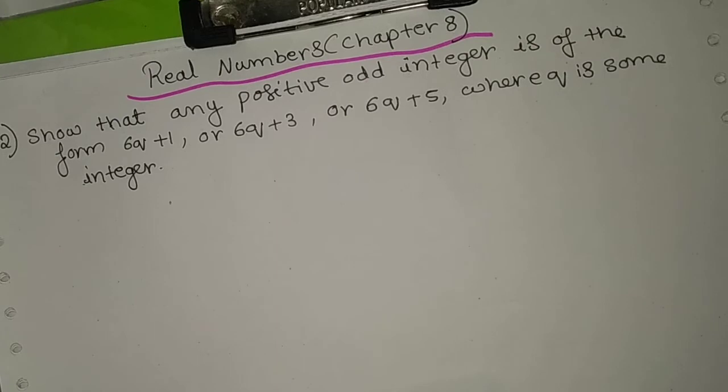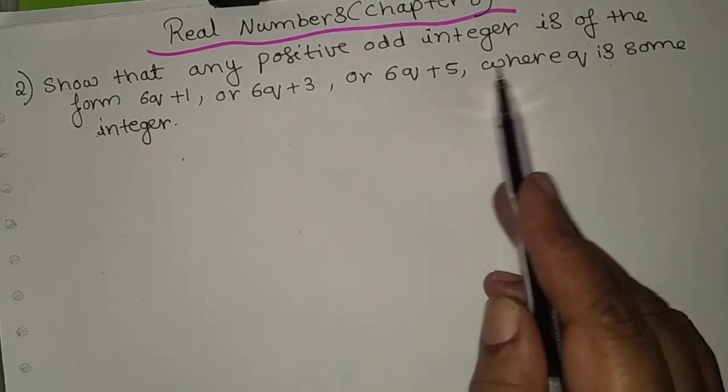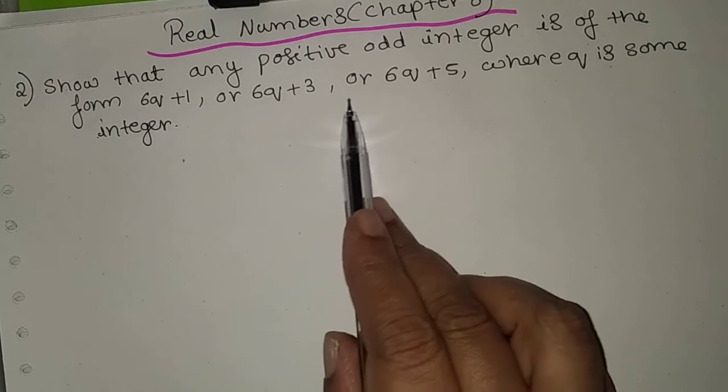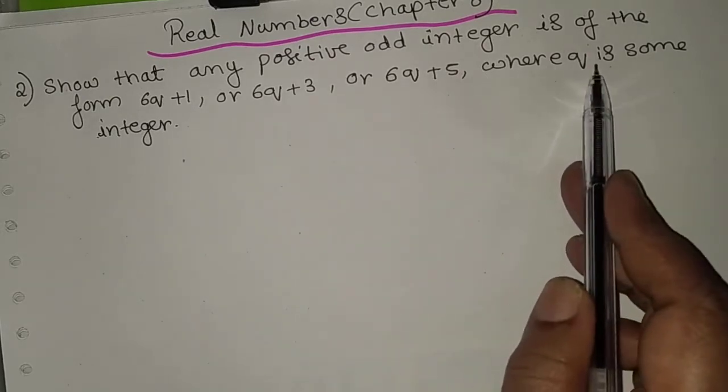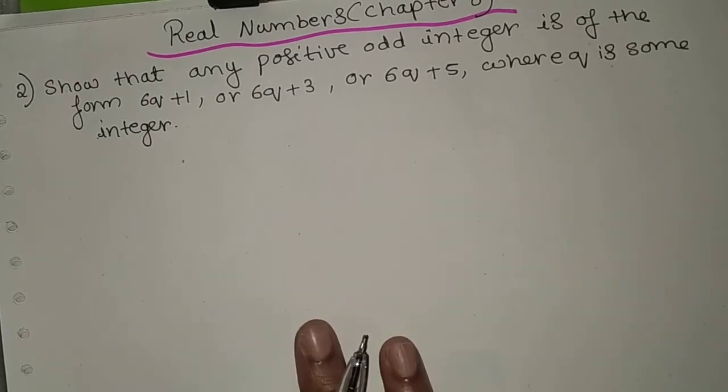So in the second problem, we are given: consider that any positive odd integer is of the form 6q plus 1, or 6q plus 3, or 6q plus 5, where q is some integer. So here we'll start the problem.